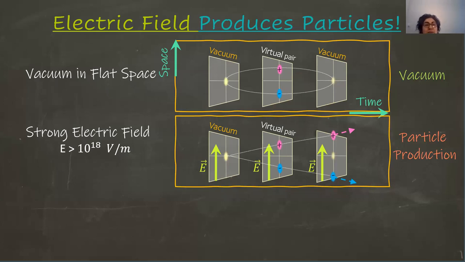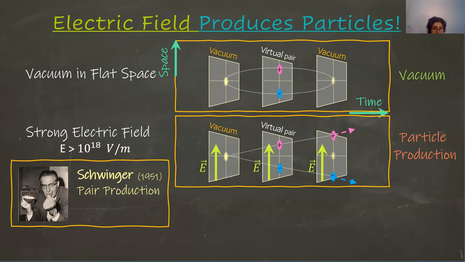What does that mean? At the beginning of my talk, I talked about different possibilities for particle production, and one of them was particle production by an electric field. In vacuum in flat space, we know that starting from vacuum, you can have a virtual pair of particles, but a fraction of a second later, they will find each other and annihilate. However, if you have a strong electric field, then imagine that we have this virtual pair of particles generated at some point. When the electric field is strong enough, it can break this loop of the virtual pair and produce a pair of charged particles. That's the famous Schwinger pair production.